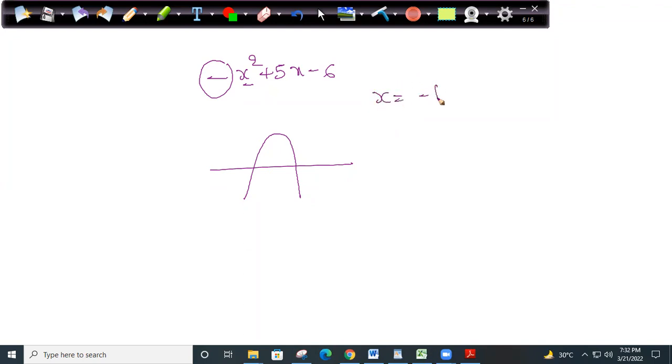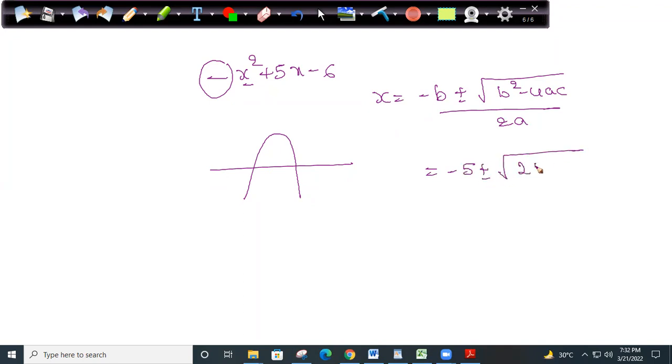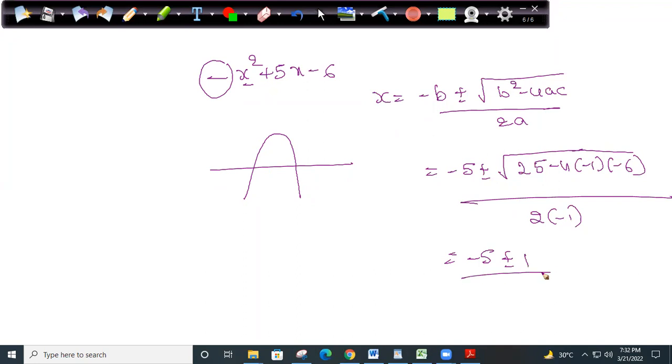x is equal to minus b plus or minus square root of b square minus 4ac by 2a, minus 5 plus or minus square root of 25 minus 4 into minus 1 into minus 6, divided by 2 into minus 1, minus 5 plus or minus 1 by minus 2, minus 6 by minus 2 or minus 4 by minus 2. So again I got 2 and 3, but the only difference is the parabola is inverted.